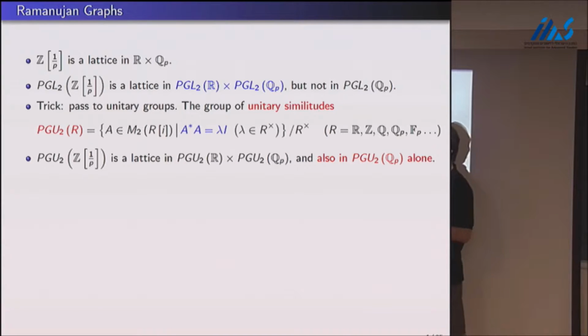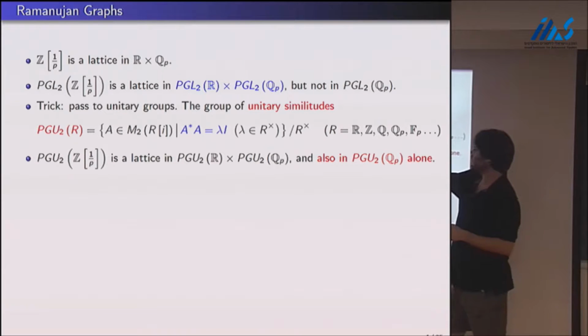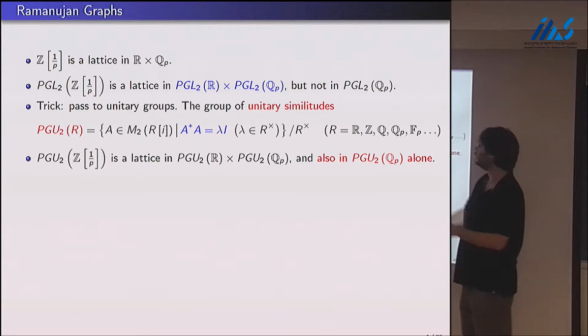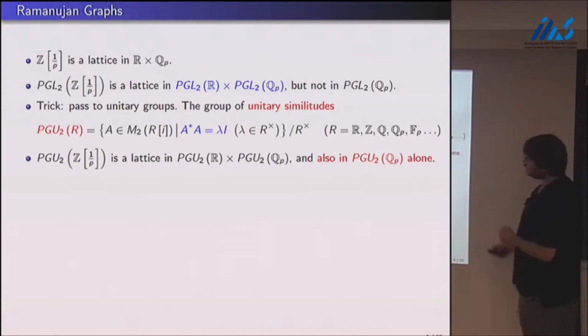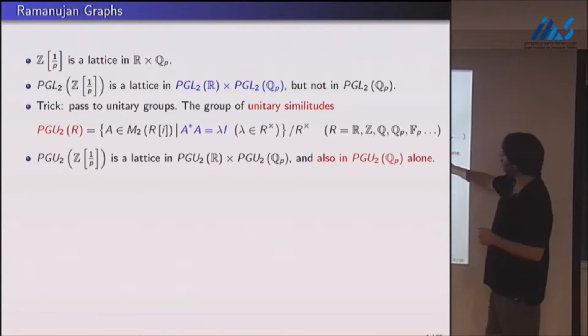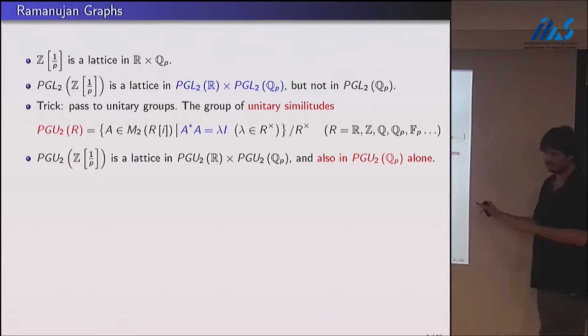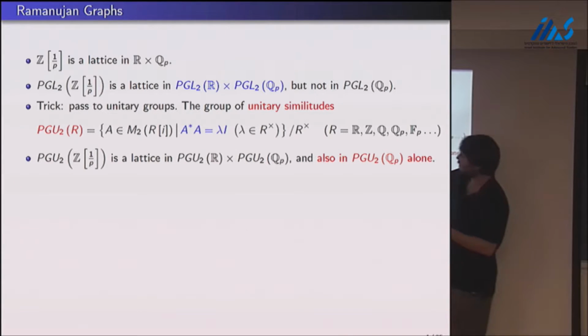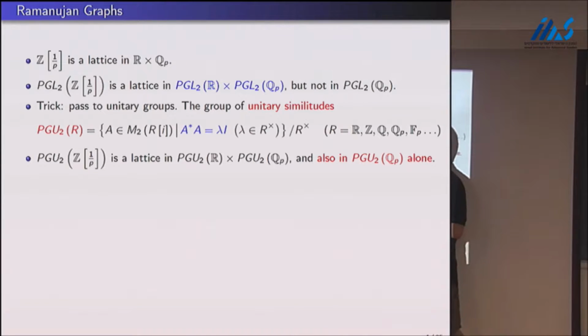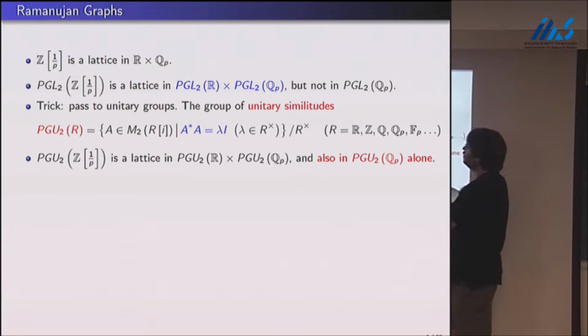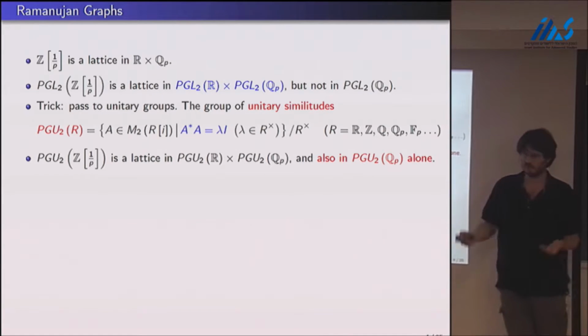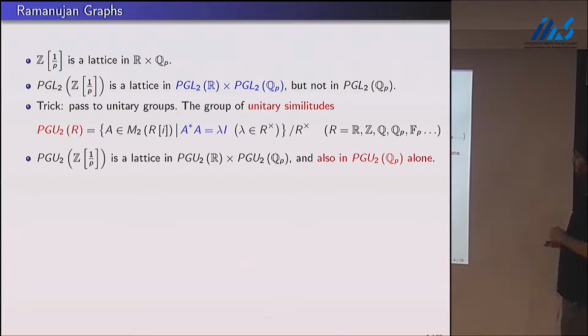So PGU_2(R) is the unitary group that you learn about in first year linear algebra. And you imitate the same thing formally over Q_p. But this time, this group is also a lattice in PGU_2(Q_p) alone. And the reason is that this part is compact. This is the unitary group, it's compact. And when you kill this part, you think about a lattice here, then you project it to this component. And because you projected from something compact, you're still discrete. But now you have a lattice in PGU.